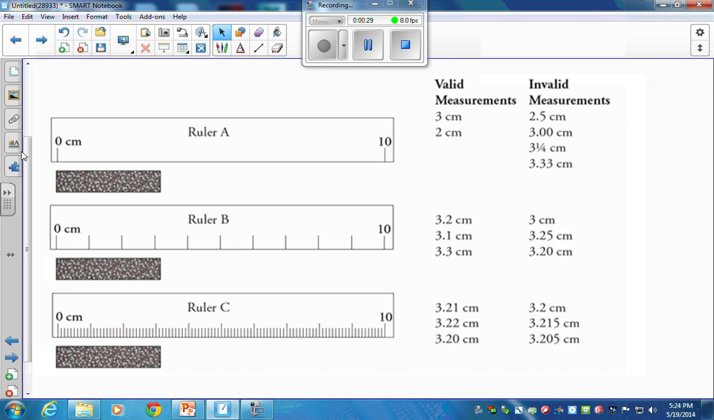But what is different is the way that the rulers are marked. Ruler A is marked from 0 to 10. So it starts with a 0 centimeter measurement and goes up to a 10 with no actual lines marked in between. When we work with a ruler like that, the best that we can estimate is by dividing up in our mind from 0 to 10 by ones.